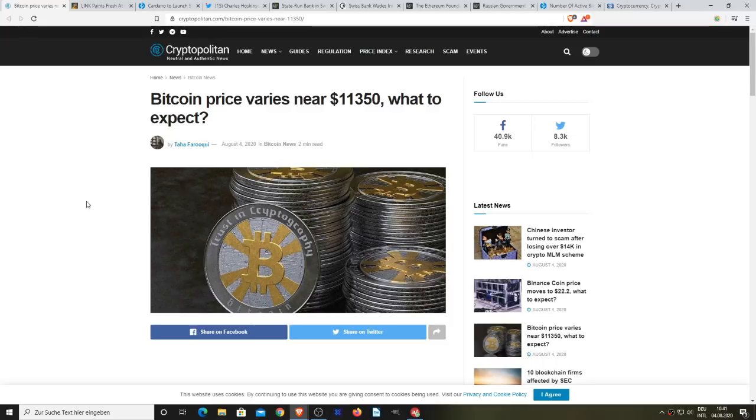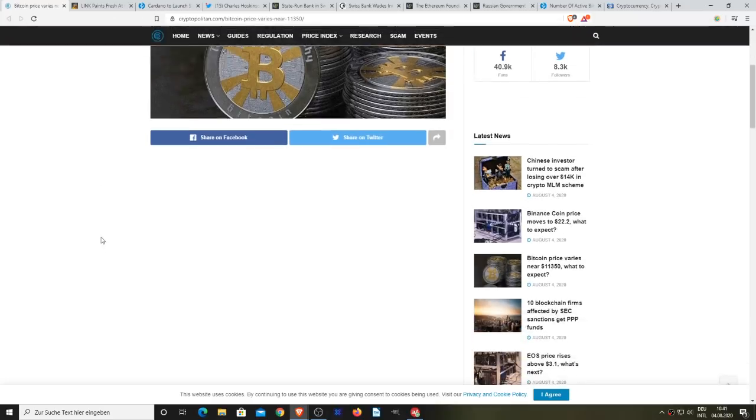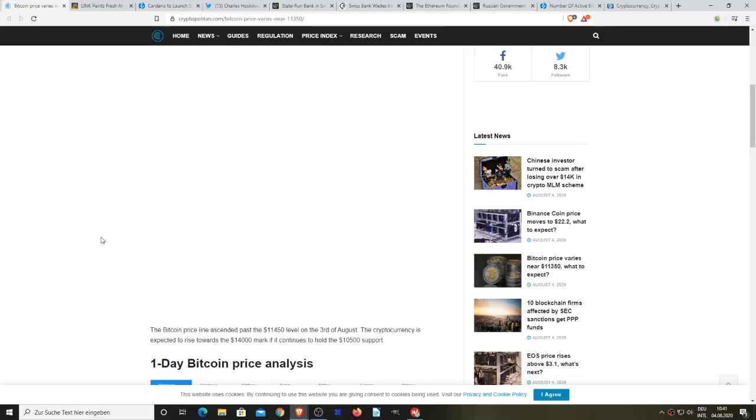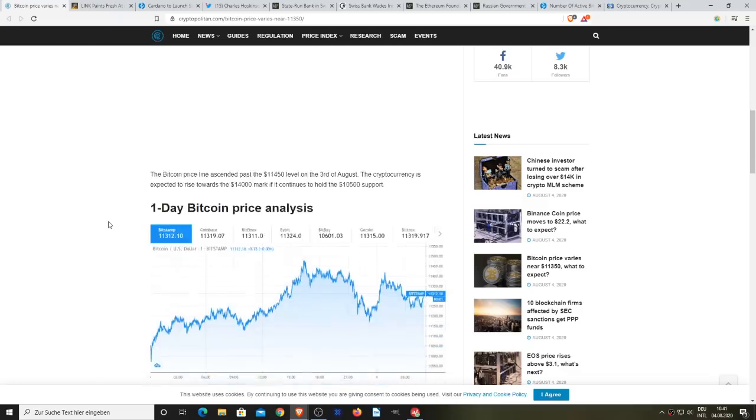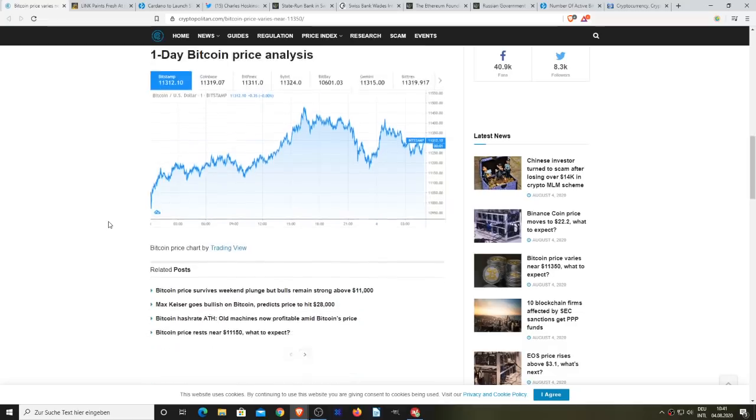And without further ado, let's jump right into it. The Bitcoin price line ascended past $11,450 yesterday. The cryptocurrency is expected to rise towards the $14,000 mark if it continues to hold the support of $10,500. And there's a pretty chart right there.